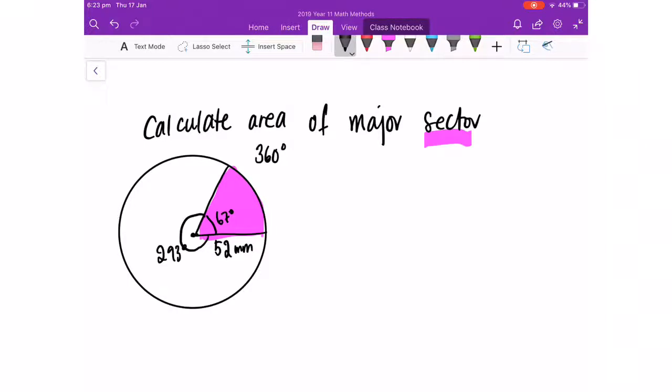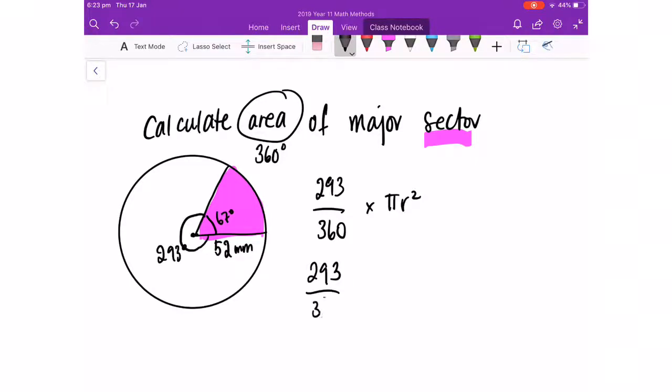So from here, that's basically the fraction I've got. I've got 293 divided by 360, right? And that's a portion of my pi r squared because I'm finding the area. It's my area formula. So my area is going to be 293 divided by 360 times pi times my radius, 52, squared.